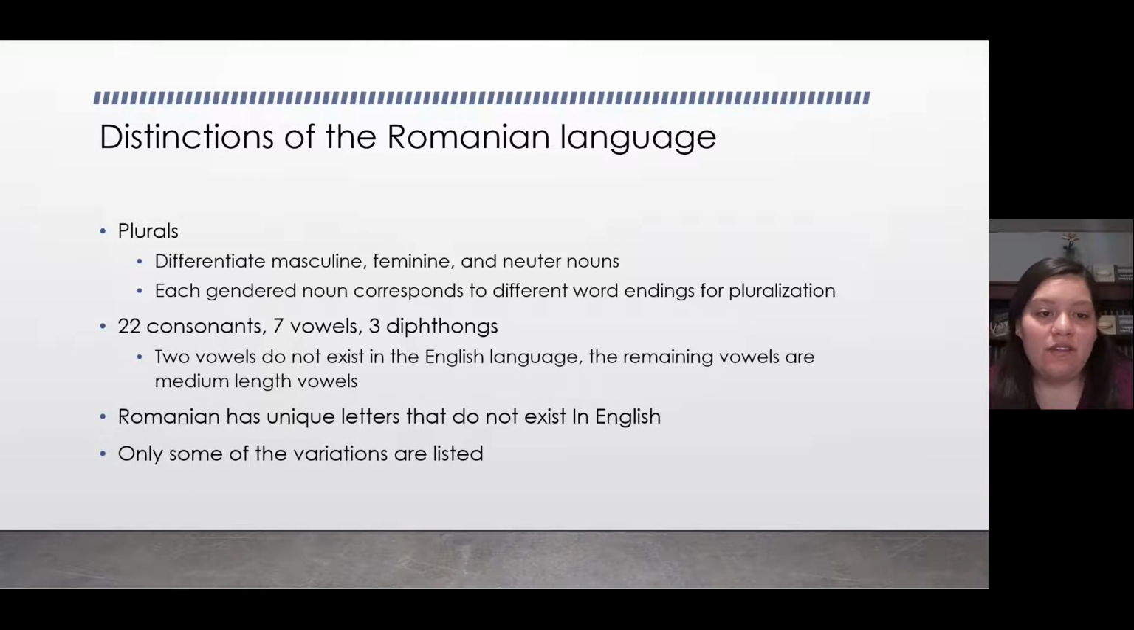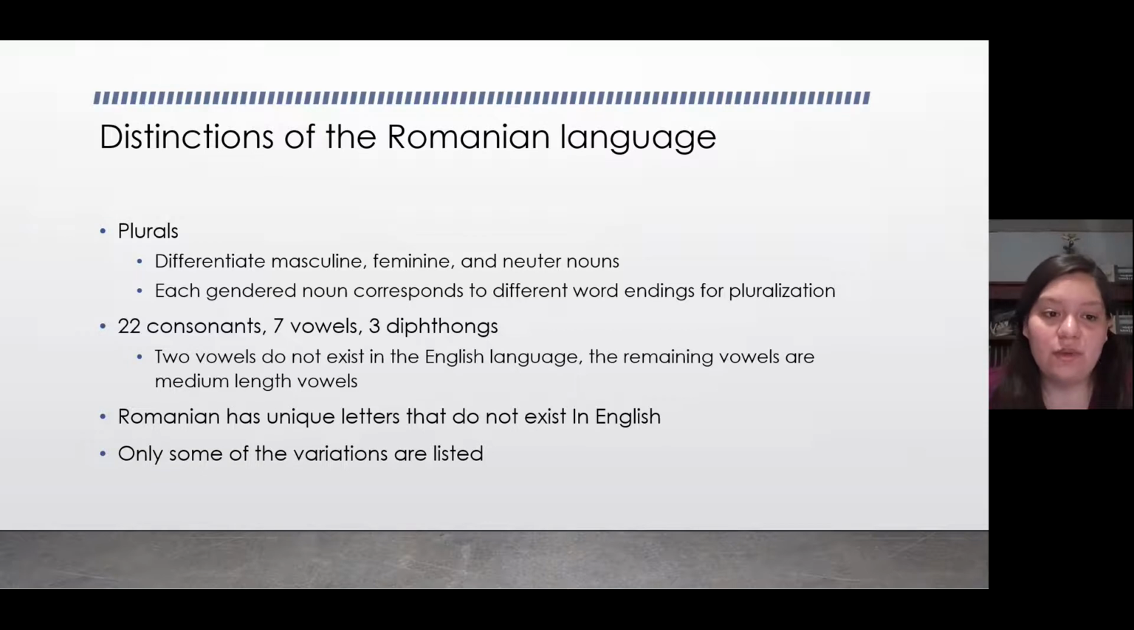For example, if a noun ends in a consonant, you would just add the E sound at the end and it would become plural. And then if it was a feminine noun and it ended with a, you would add ale, or it would be replaced with ale, and then it would become plural.